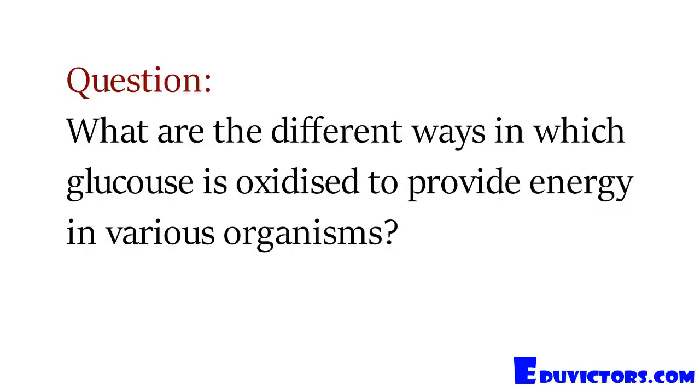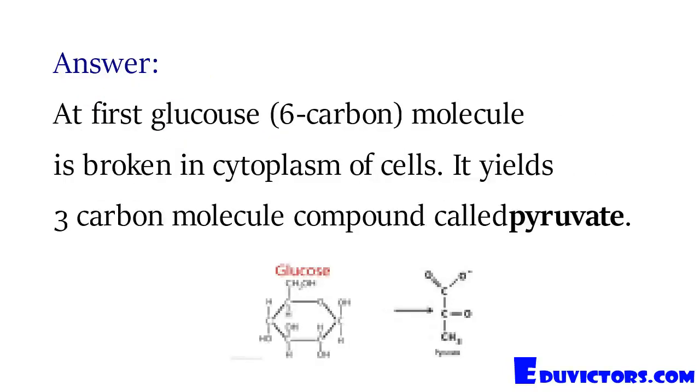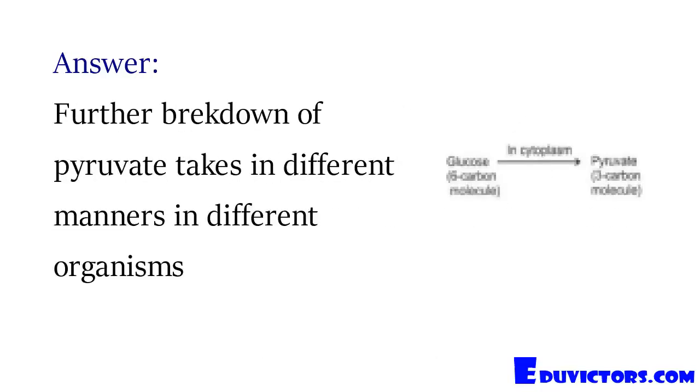What are the different ways in which glucose is oxidized to provide energy in various organisms? At first, the 6-carbon molecule, that is glucose, is broken down in the cytoplasm of cells of all organisms. This process yields a 3-carbon compound called pyruvate. Further breakdown of pyruvate takes place in different manners in different organisms.